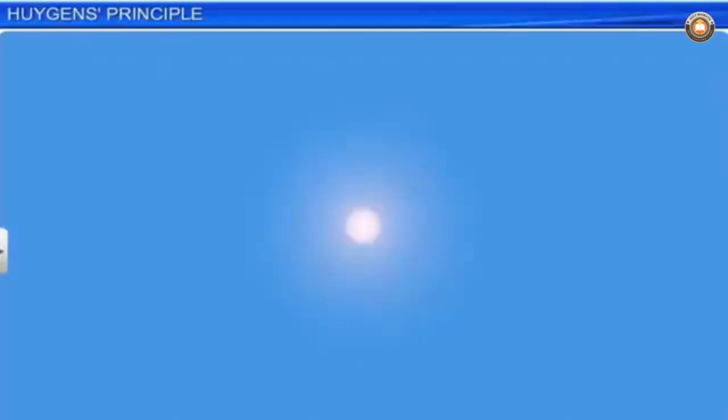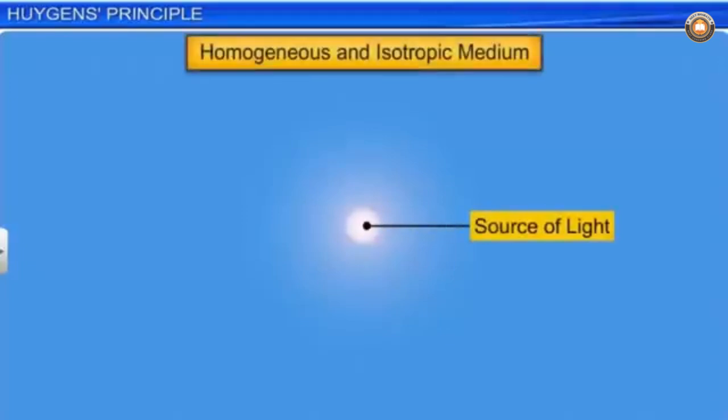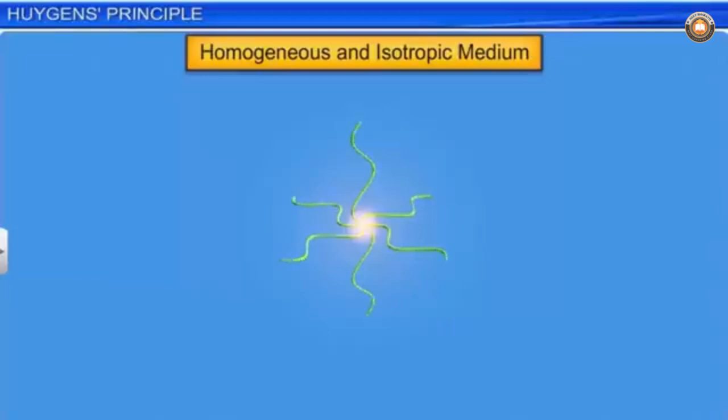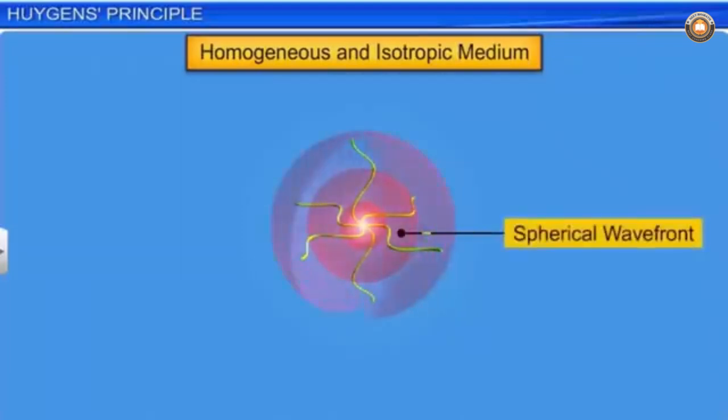Now consider a point source of light placed in a homogeneous and isotropic medium, emitting light waves in different directions. If the medium is homogeneous, the speed of light waves is the same throughout the medium, and if it is isotropic, it is the same in all directions. The loci of all points, which have the same amplitude and vibrate in the same phase, form a sphere with its center at the source of light. Hence, a spherical wavefront is generated when a point light source is placed in a homogeneous medium.